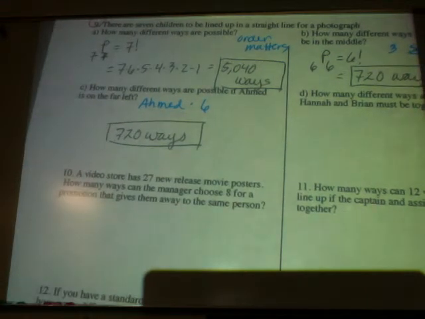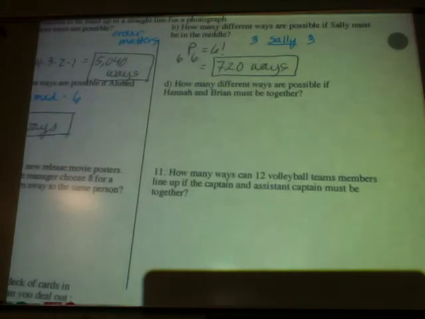Say that again. Is Sally still in the middle? No. For that one, we're assuming Sally is now moving along with everybody. All right, so then D says, how many different ways are possible if Hannah and Brian must be together? So Hannah and Brian have to be together. So if I were you, make Hannah and Brian a unit of one.